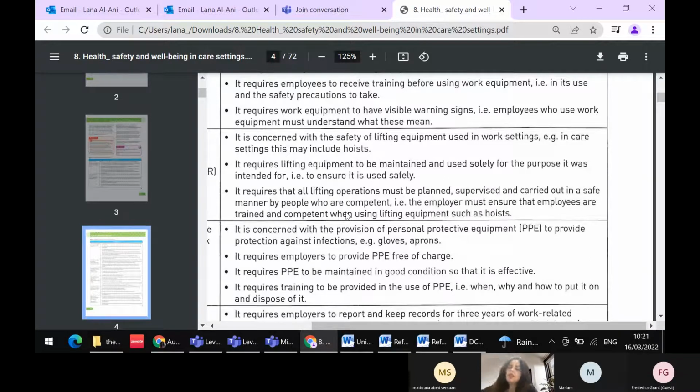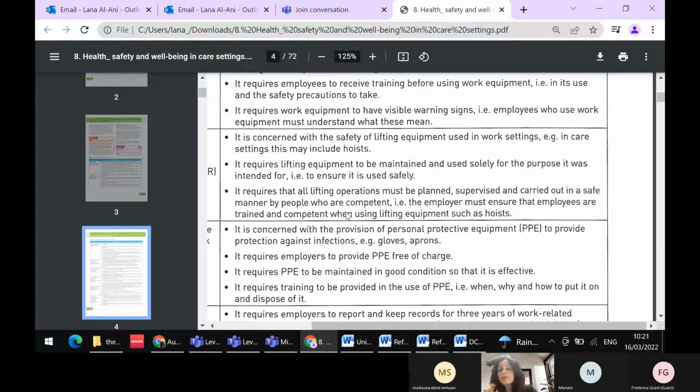So there is lifting equipment for people, and it needs to be used properly. You can't use it to lift any materials, because it is specifically used for people.